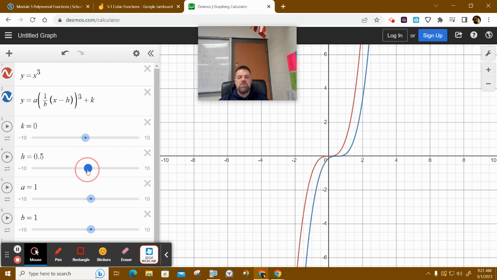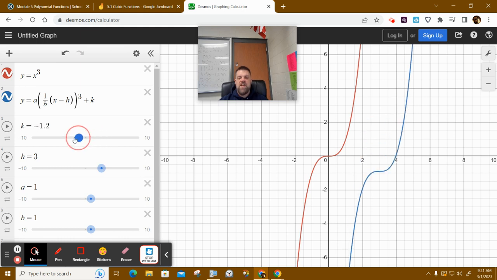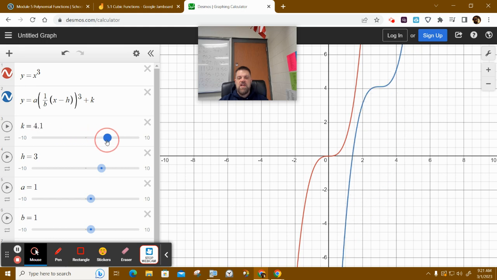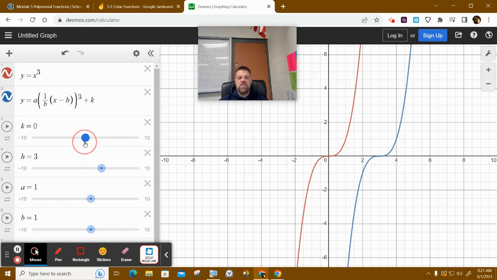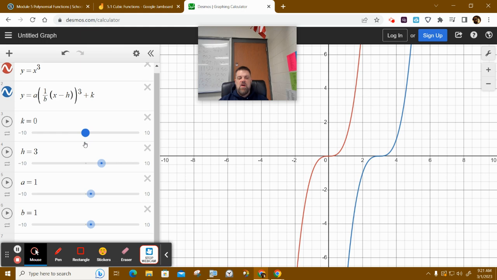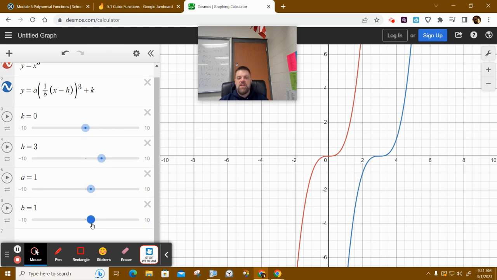What is the graph doing? It shifts to the right. Now, when I change that to 3, it shifts 3 units to the right. Okay? Our k value is 0, so it's not going to go up or down, but do you see how it does that? When k is positive or negative, it's just shifting it up or down. Now, b is going to stay 1. I made a mistake earlier, but b is 1.